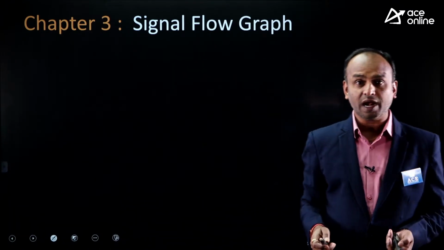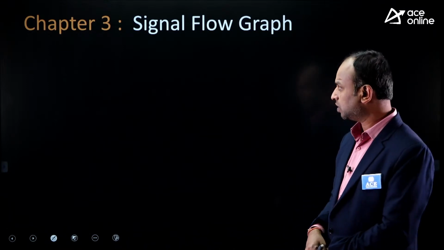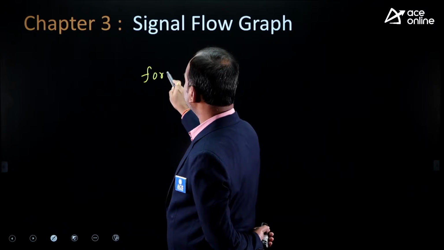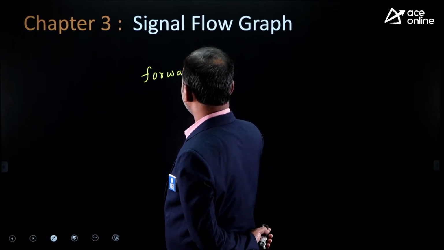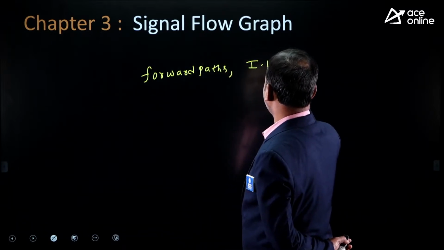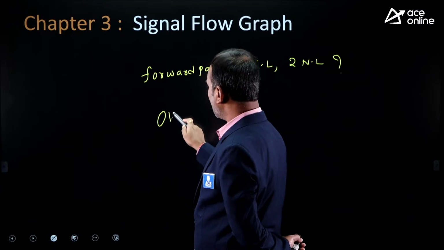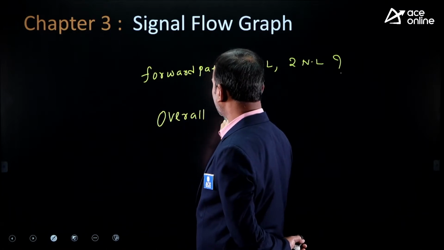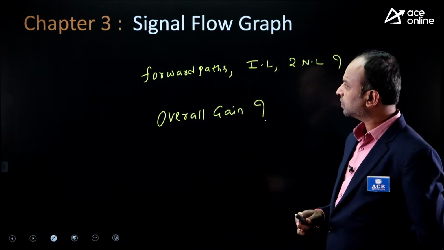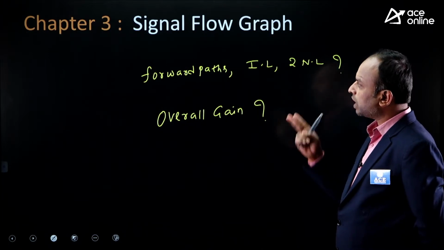And also one more question based upon Mason's gain formula, that is the overall gain. So the expected areas: the number of forward paths, individual loops, two non-touching loops. That is one area. And also one more question, the overall gain, that is the overall transfer function, by using Mason's gain formula. These two you can expect from the signal flow graph. Now we'll observe one question.